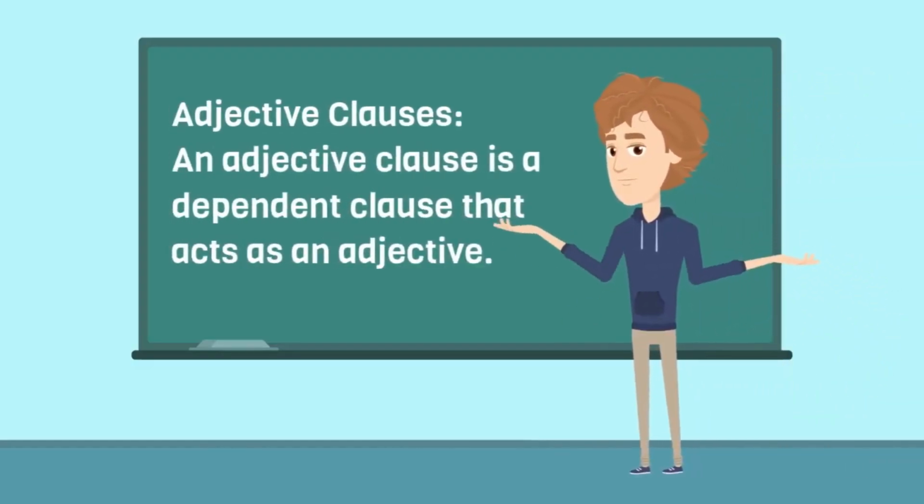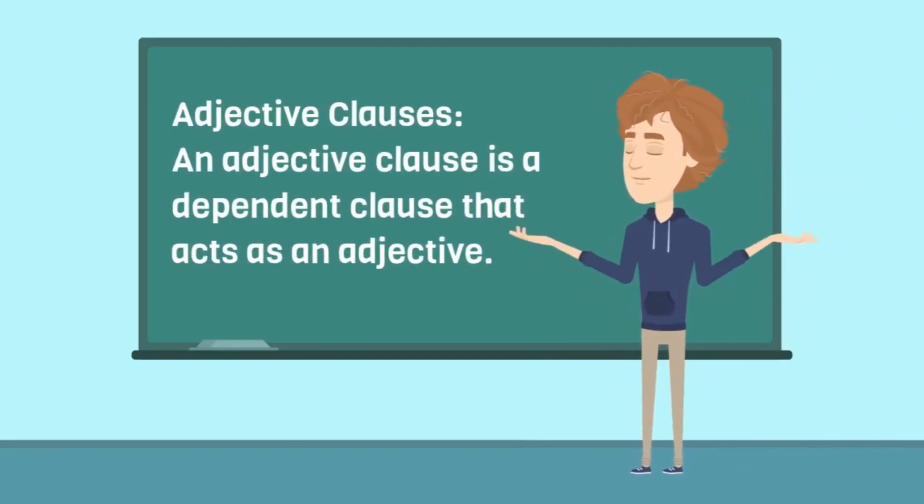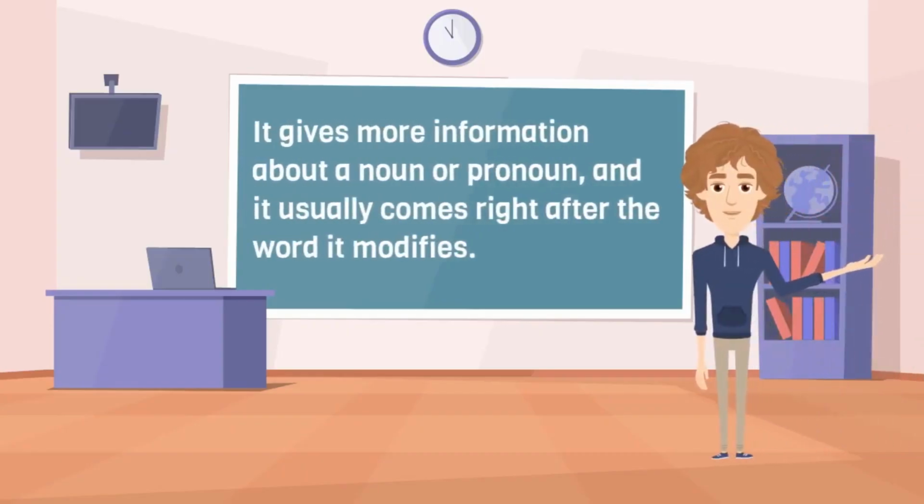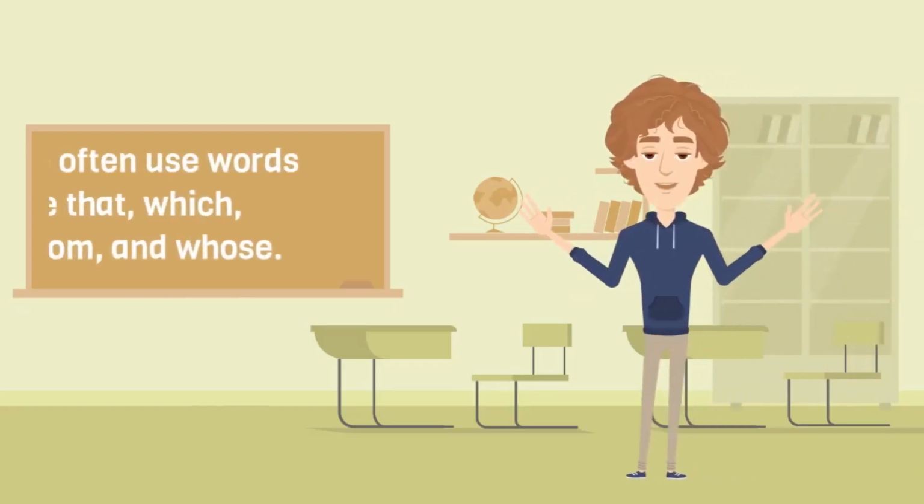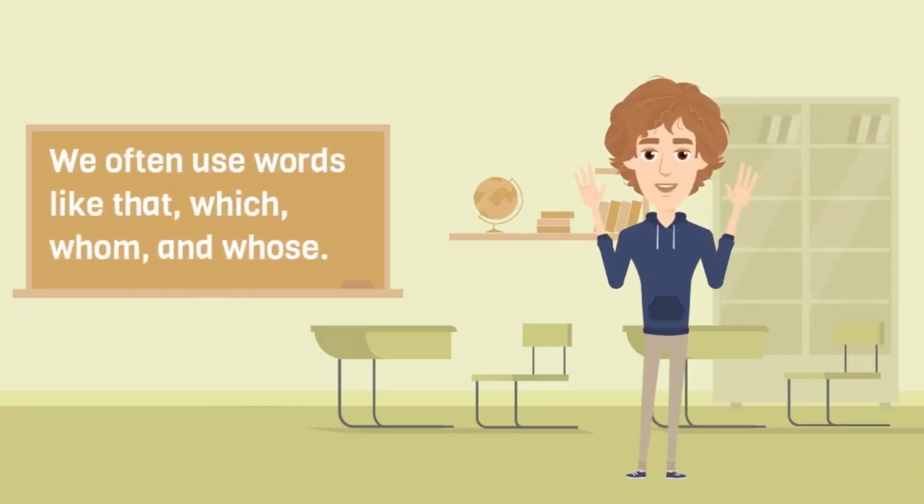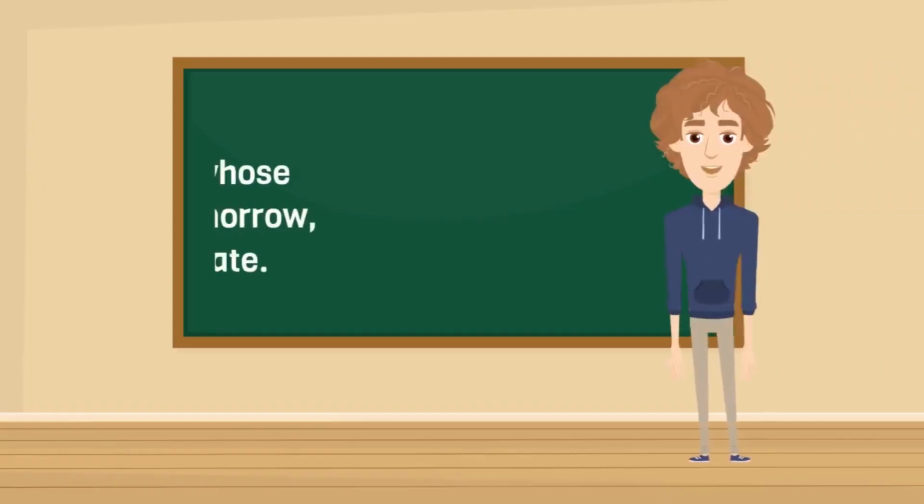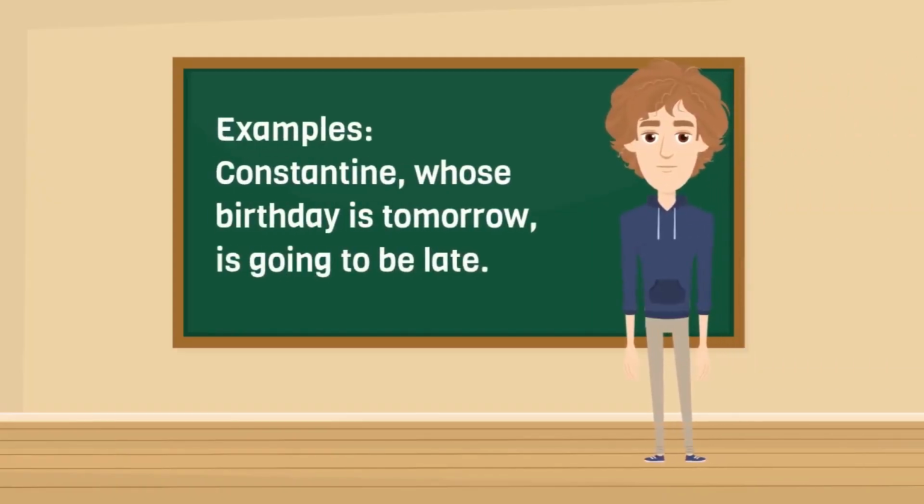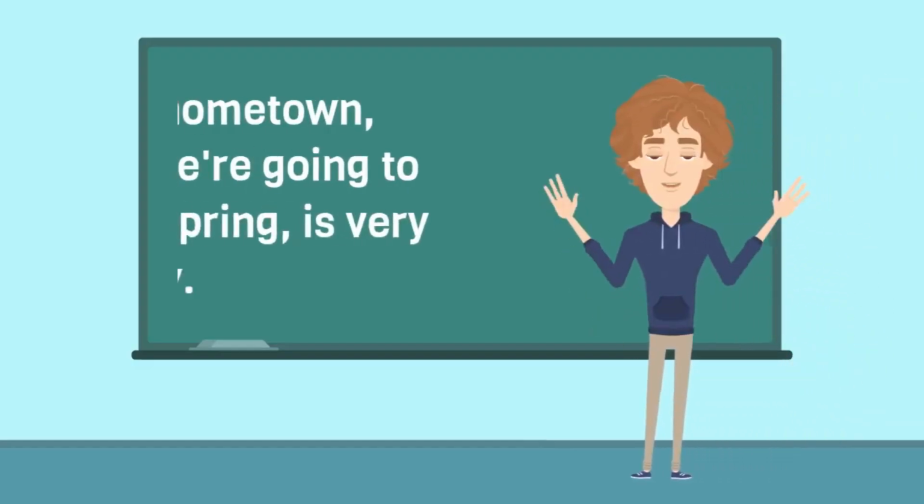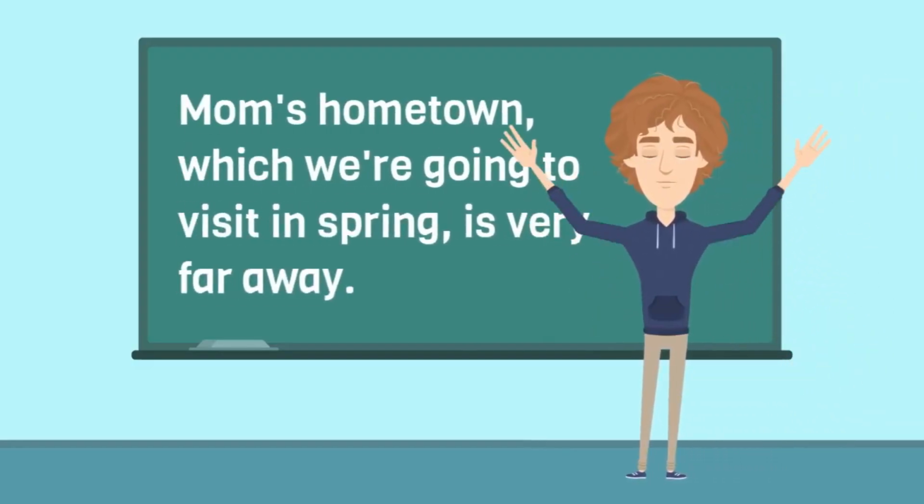Adjective clauses. An adjective clause is a dependent clause that acts as an adjective. It gives more information about a noun or pronoun, and it usually comes right after the word it modifies. We often use words like that, which, whom, or whose. Examples: Constantine, whose birthday is tomorrow, is going to be late. Mom's hometown, which we're going to visit in spring, is very far away.